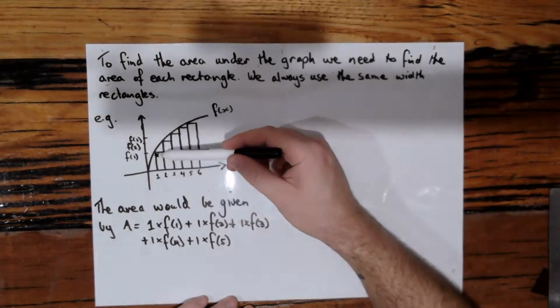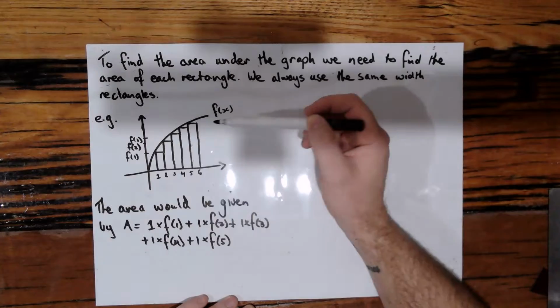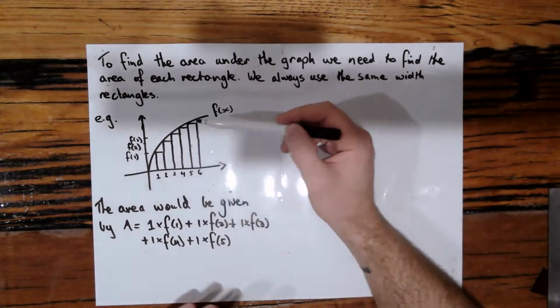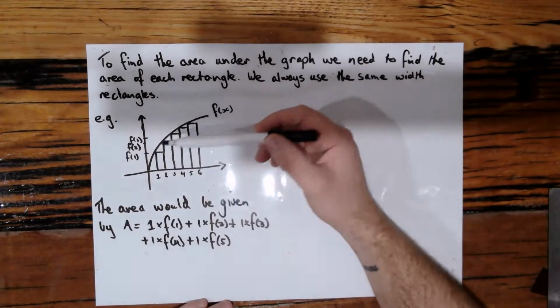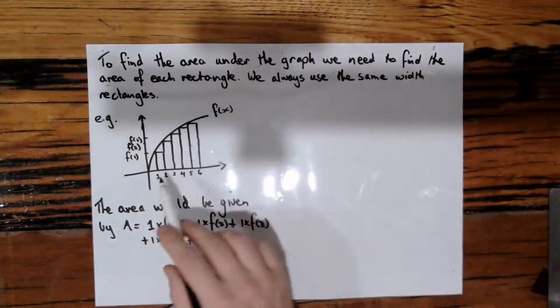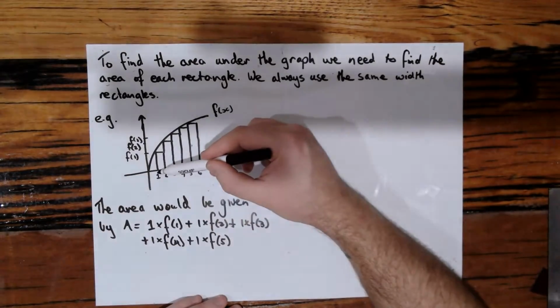I'm using the left-hand endpoint, and again in this case it would give me a value that's less than the actual area. But that doesn't matter. If we used the right-hand one, we'd get one that's bigger. It's just an estimate. We can see here that the width of each rectangle is 1.